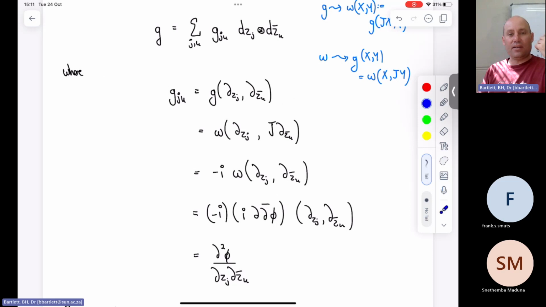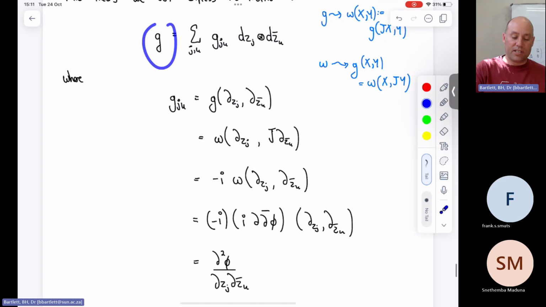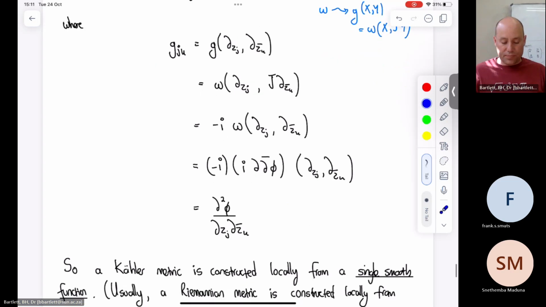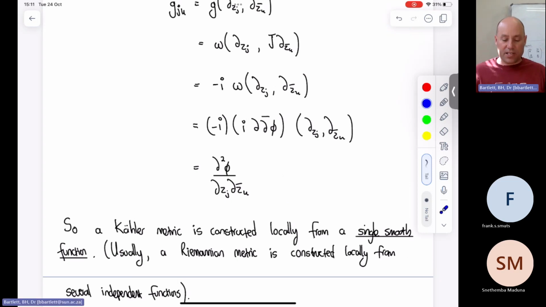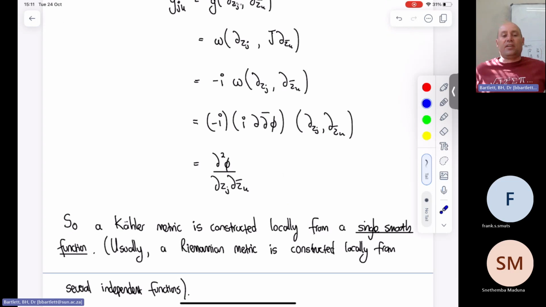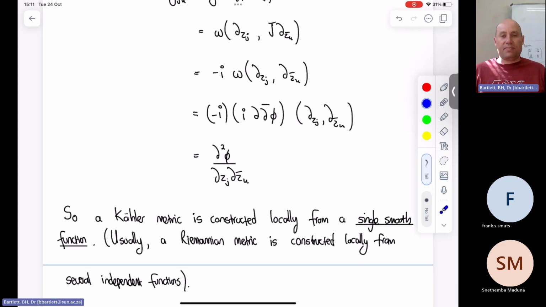It all boils down to this phi, which is called the Kähler potential. Although phi is not globally defined, it's only locally defined, it's useful to know that locally you do have this phi, and you can express G just in terms of the derivatives of phi. So a Kähler metric is constructed locally from a single smooth function, whereas usually a Riemannian metric is constructed locally from several independent functions.